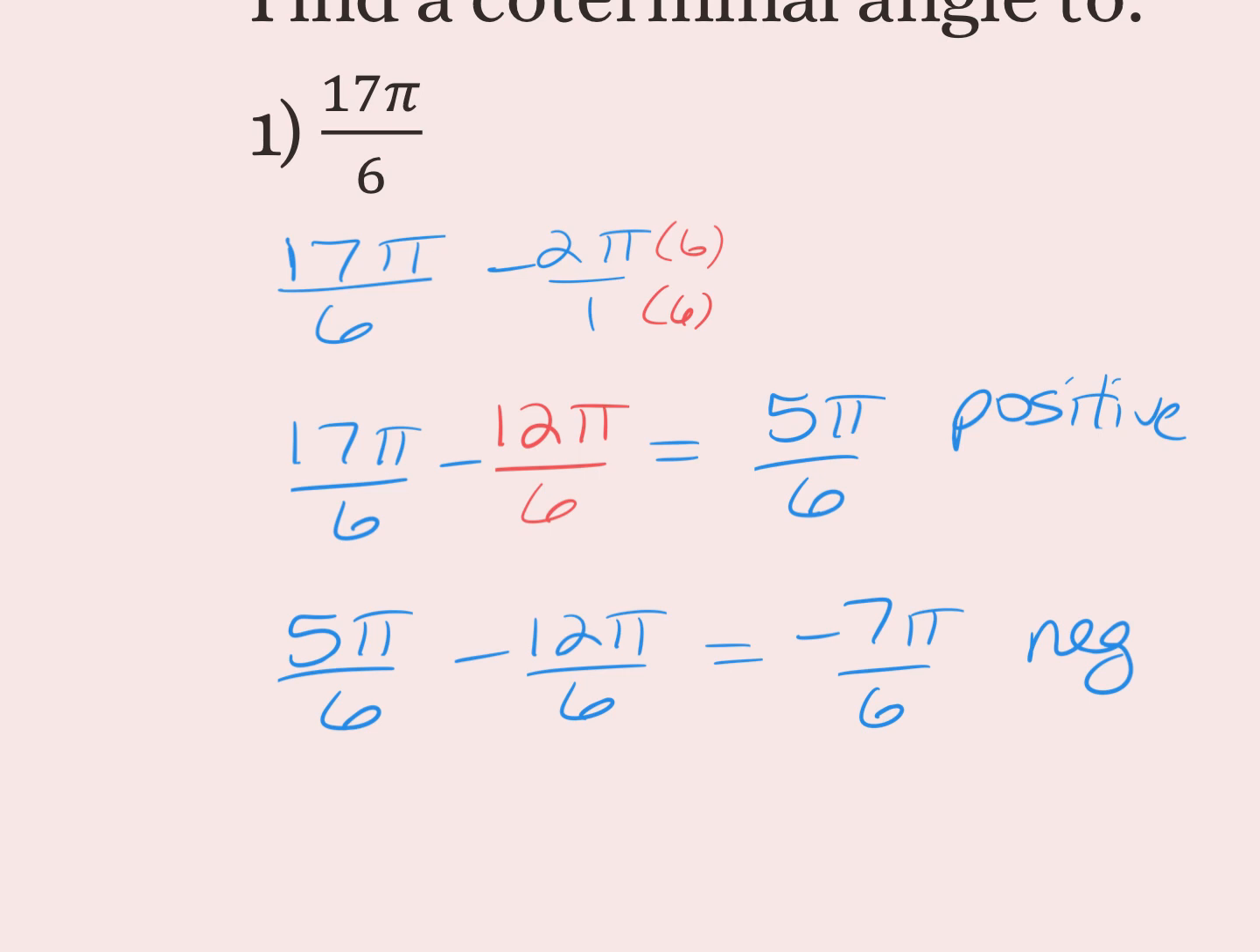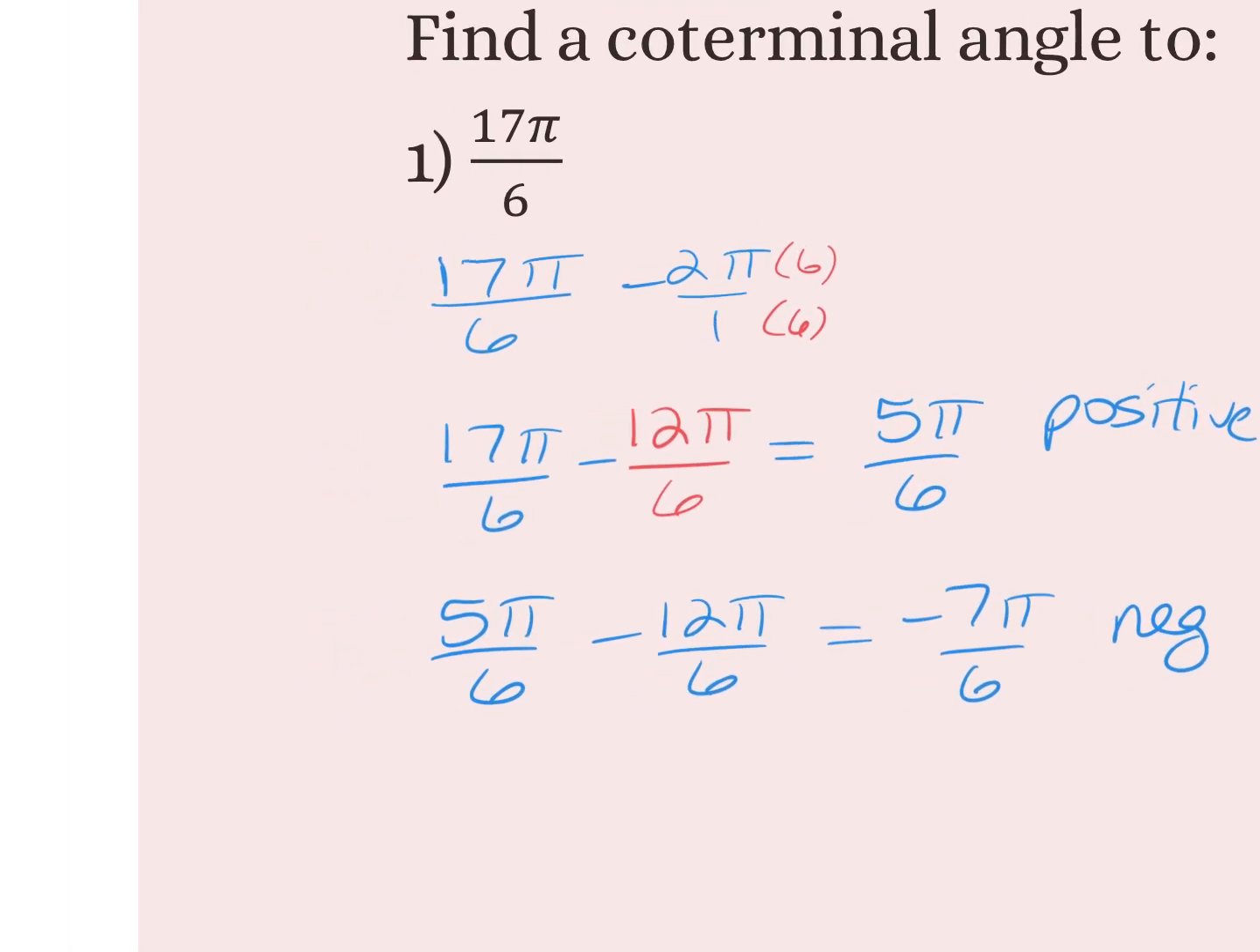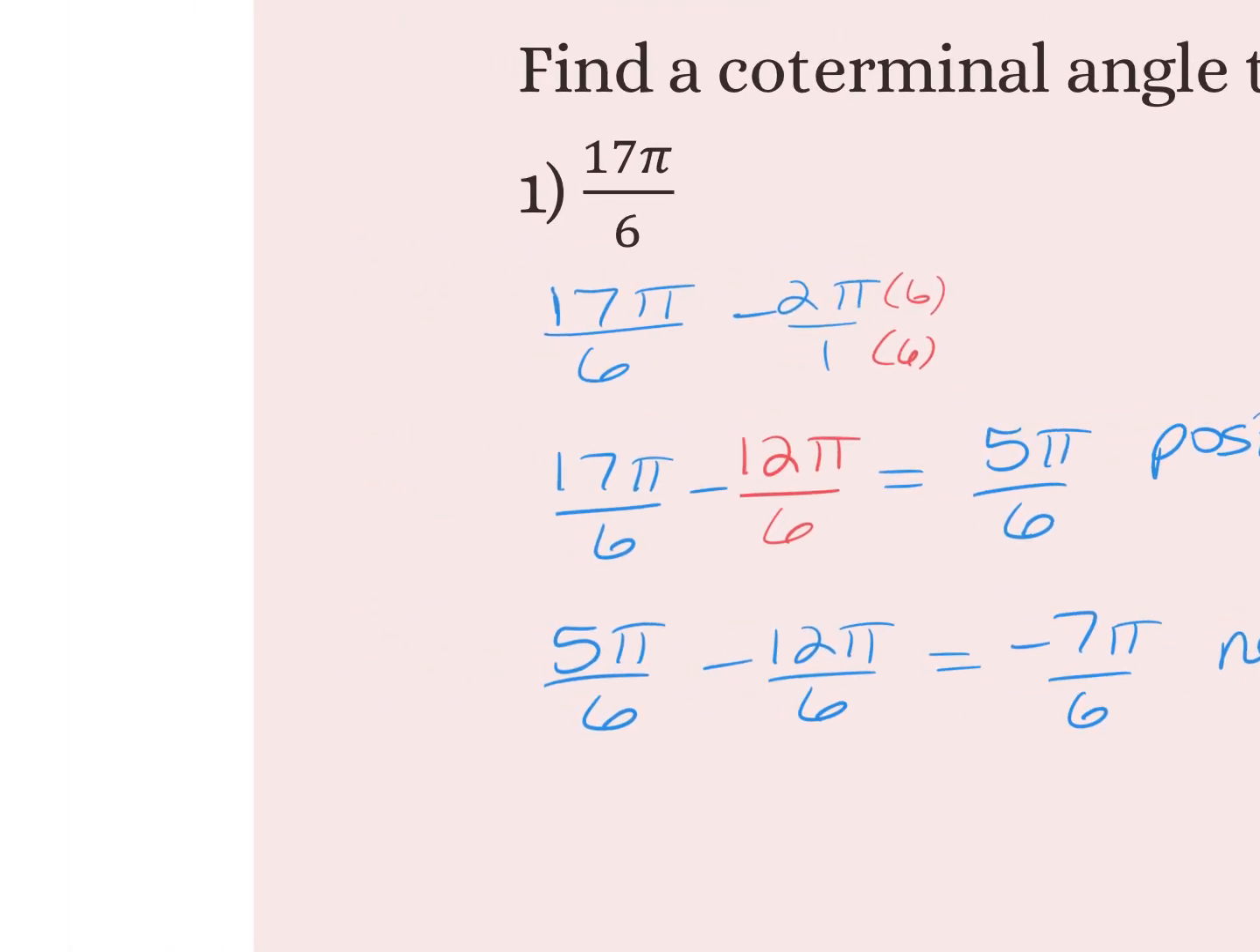Now, back in your geometry days, you probably learned how to convert degrees to radians or radians to degrees, and we're going to learn that coming up on the slide. But just know that to convert a radian to a degree, you take the radian measure and multiply it by 180 over pi.